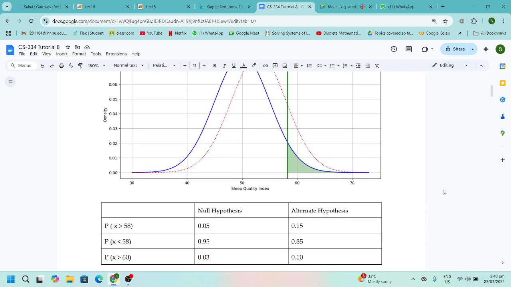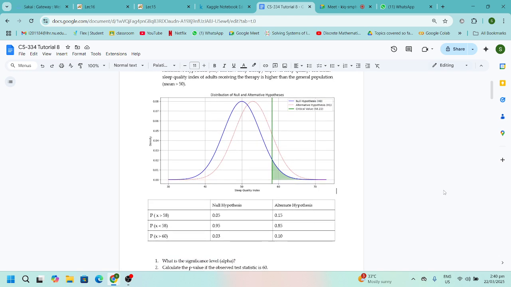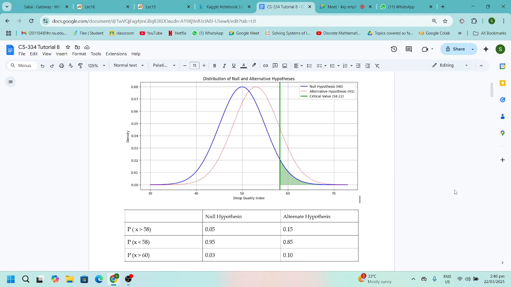I have given some values to you in a table over here. We have to work with probabilities, and I can't expect you to calculate these probabilities just by looking at these curves. So I have given you some values already. Such as, for instance, now we know that our critical value is 58. It's 58.22. I've just written it down as 58. So the probability that x is greater than 58 under the null hypothesis curve as well as under the alternative hypothesis curve is essentially just the area. So the area highlighted in green is basically 0.05.